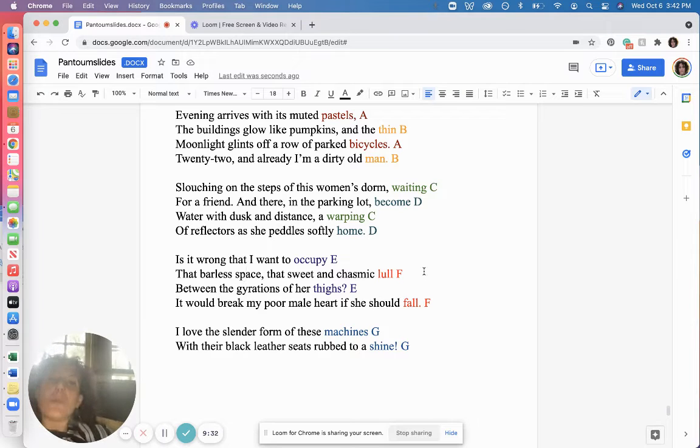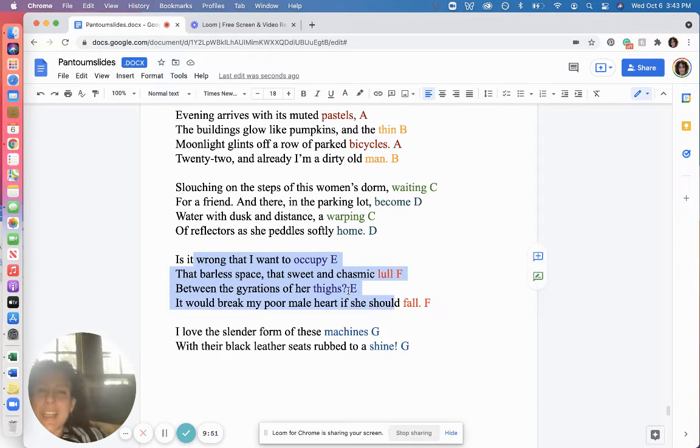It would break my poor male heart if she should fall. So again, fall and lull are slackened, and lull also throws off the ear because it's enjambed. And when you don't have those end stops to distract you, and there's that wonderful syntax, is it wrong that I want to occupy that bearless space. And I think it's hairless. And I think that's another typo. So let's just amend that right now. That hairless space, that sweet and chasmic lull between the gyrations of her thighs.